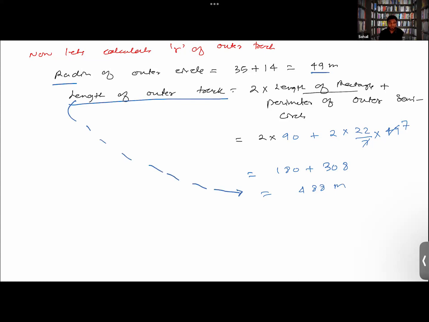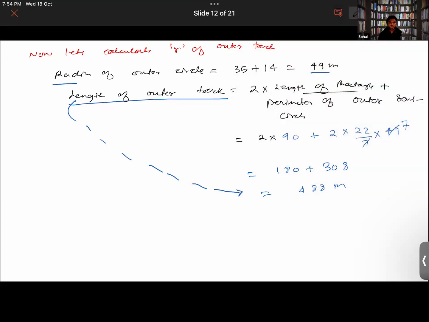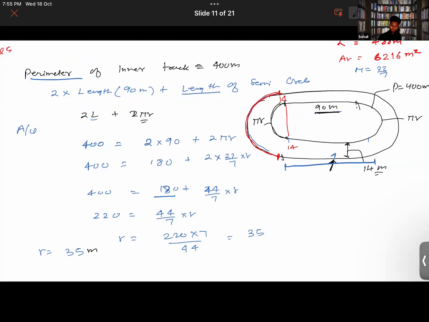Getting it or not? Okay. And what else are we required to find? The area of the inner track. Inner track की हम बात कर रहे थे ना? Area of the inner track. Will it not be the area of the inner rectangle plus the area of the two inner semicircles? Simply the area of this inner rectangle and then this one and this one added together.